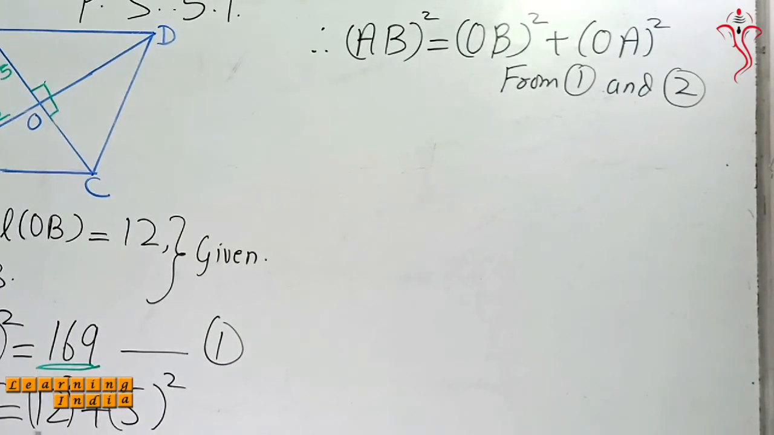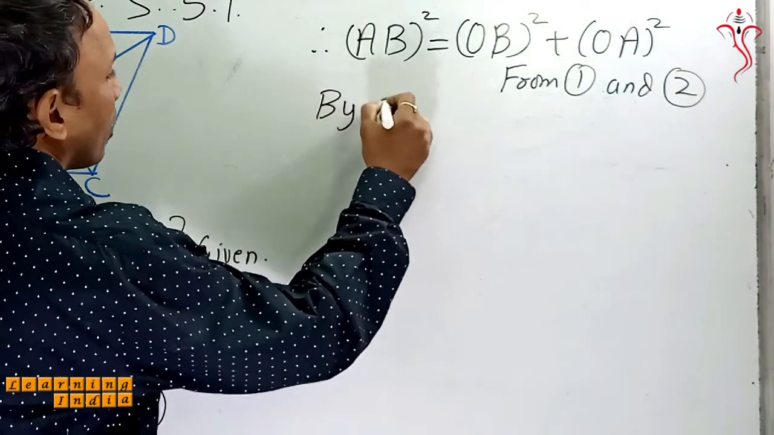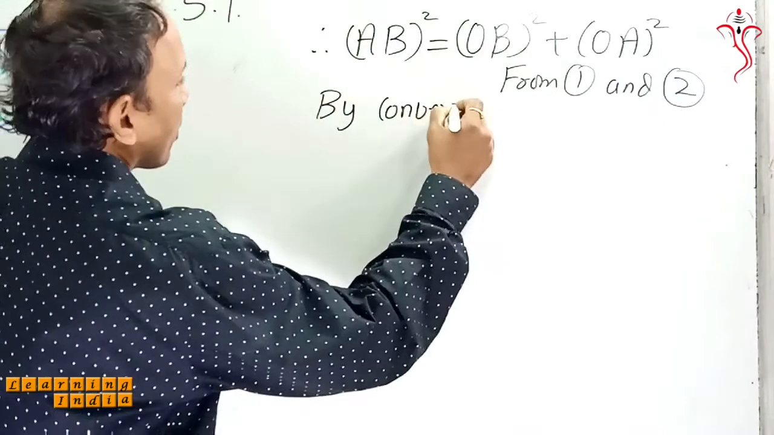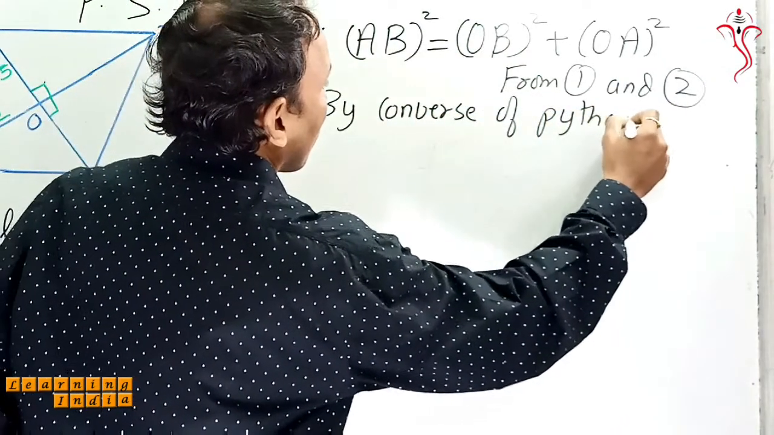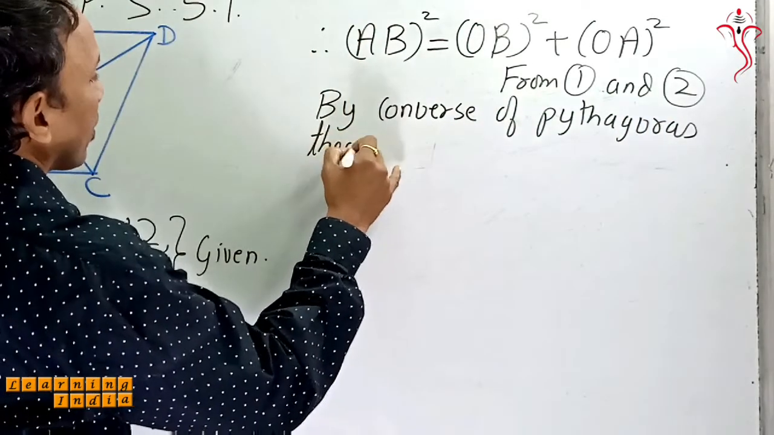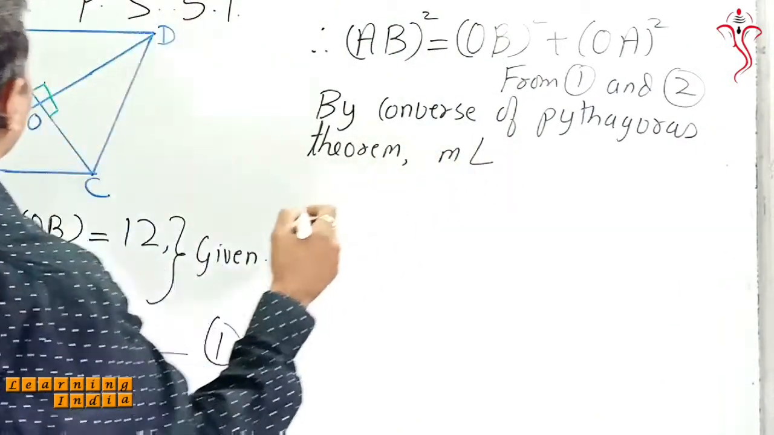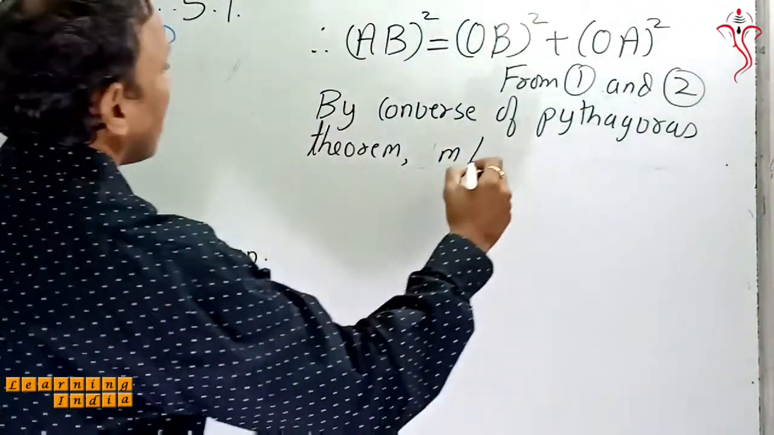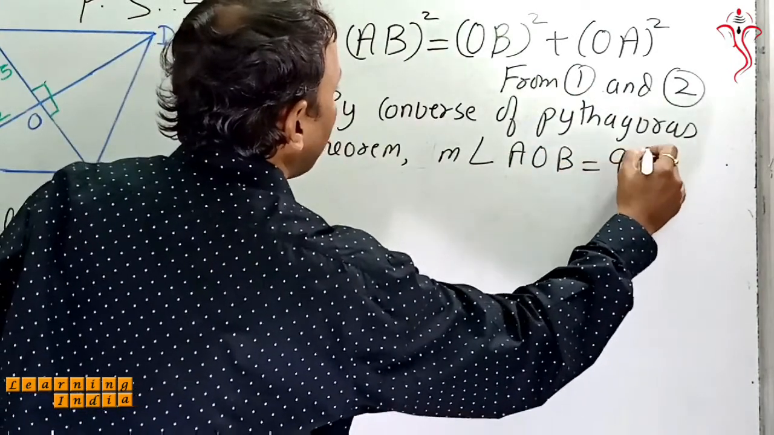So by converse of Pythagoras theorem, what can we write down? Measure angle AOB is equal to 90 degree.